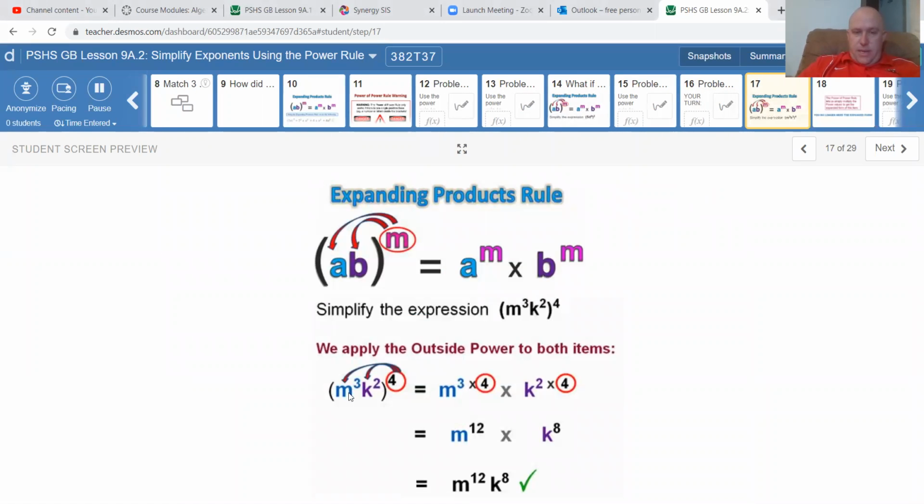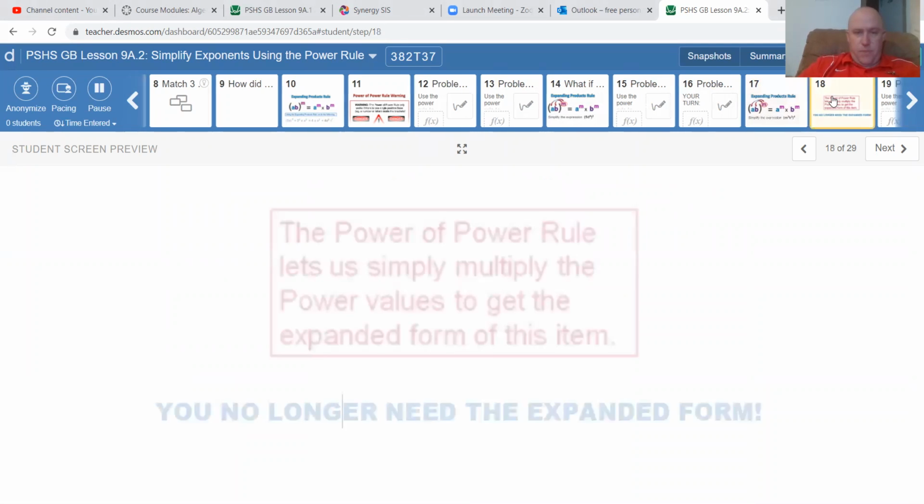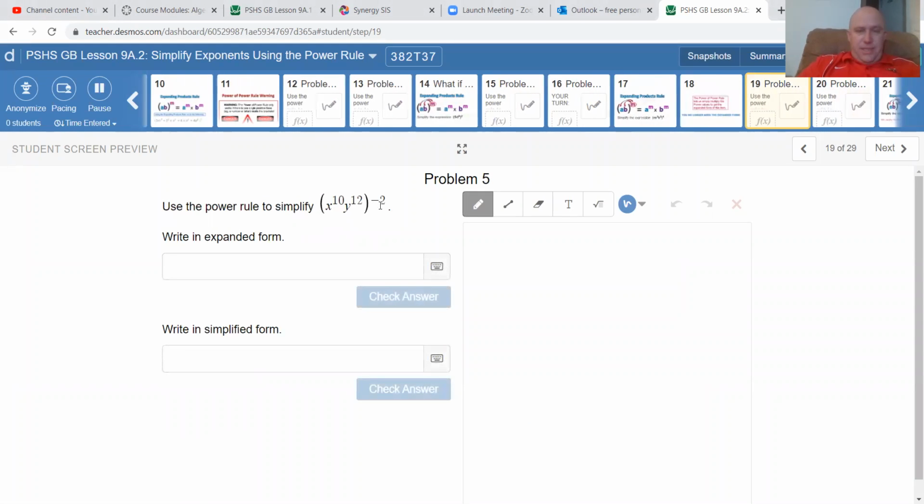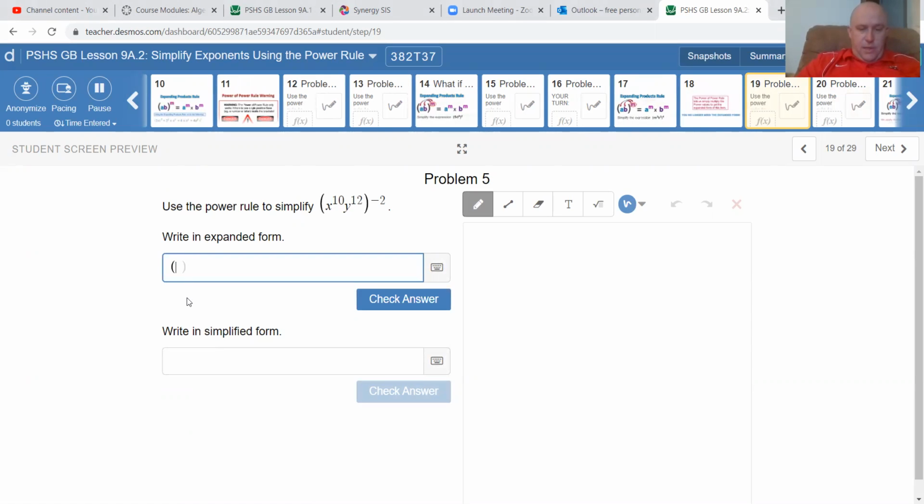All right, same idea again. This time we've got 2 exponents inside. We're saying we're going to do this term to this power and this term to this power. So let's take a look at what we have here. This time it says you don't actually need to write it out if you don't want to, but I'm going to.